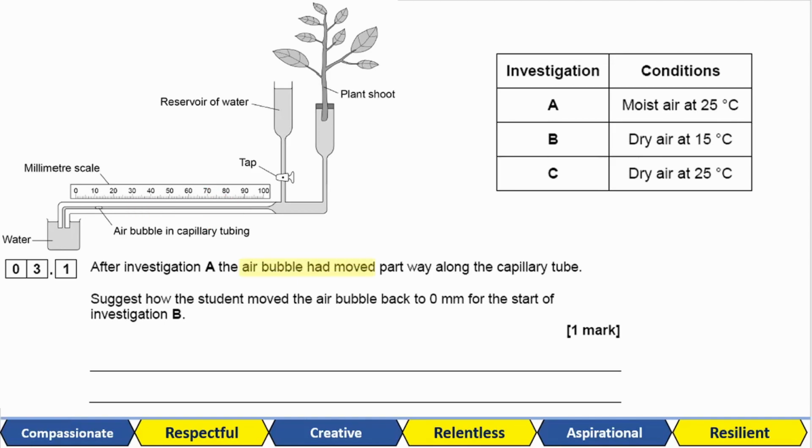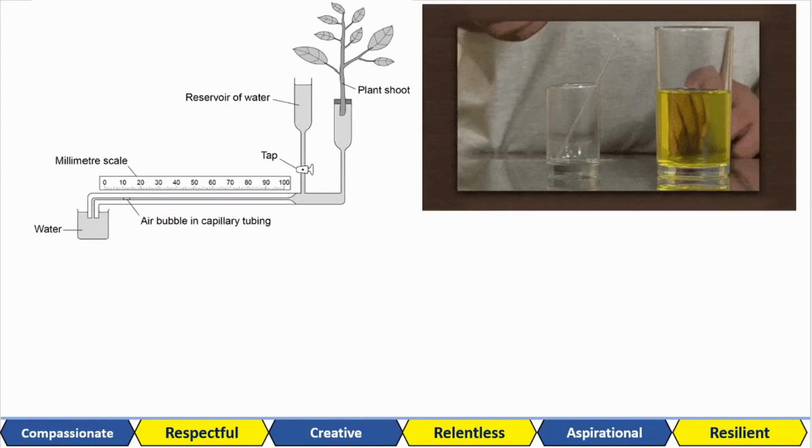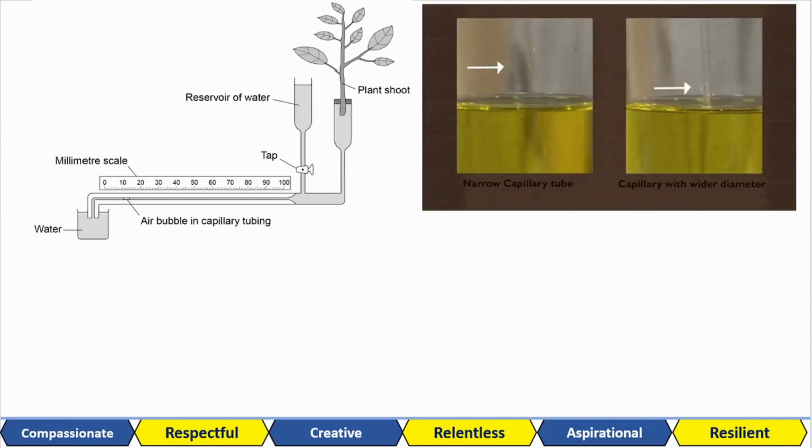This question asks you to suggest how to move the air bubble back to the 0 point. This is the function of the reservoir of water that you have here. If you turn the tap, you can allow the same amount of water that you lost via transpiration back into the capillary tube, and so the air bubble will return back to the 0 position. So what you need to do here is simply turn the tap and allow the air bubble to go back to the 0 position.